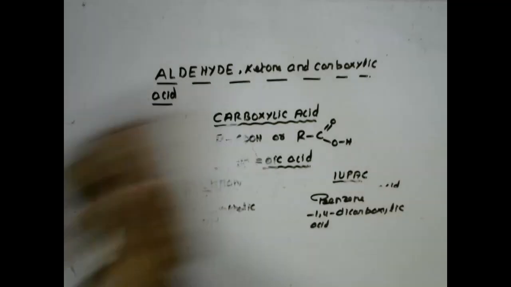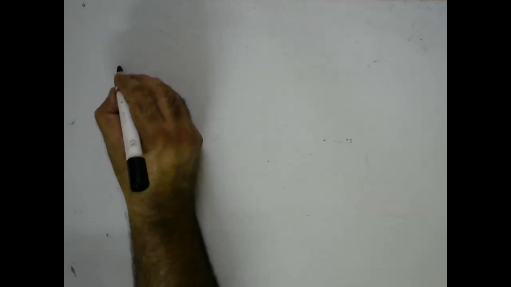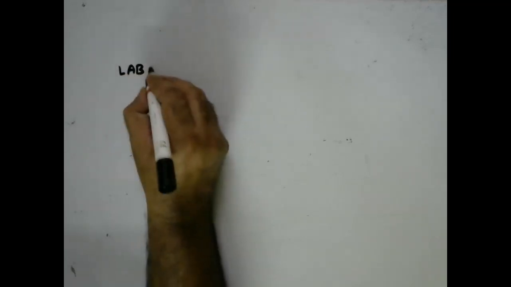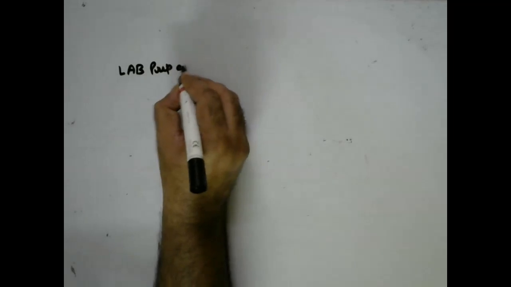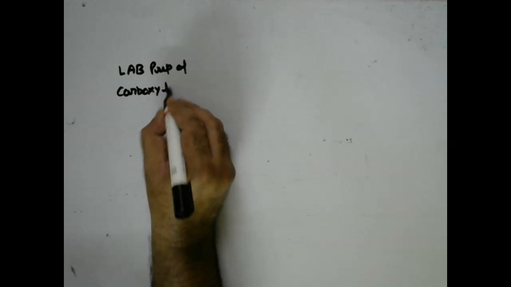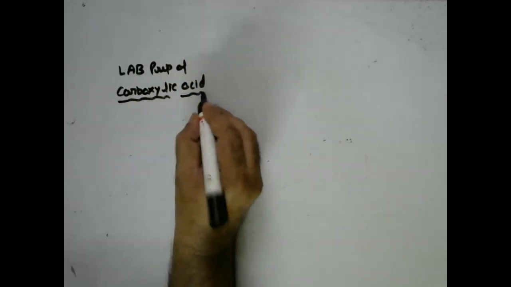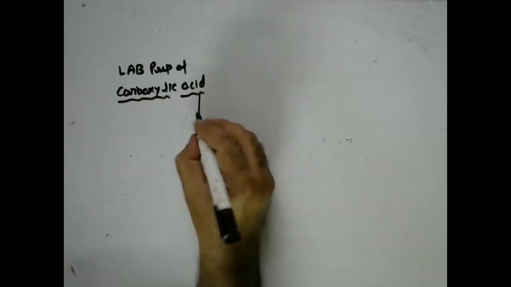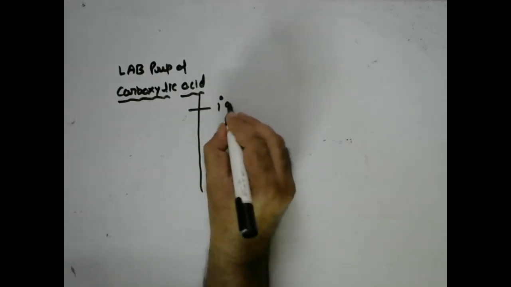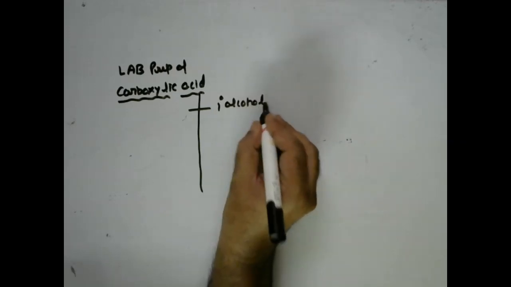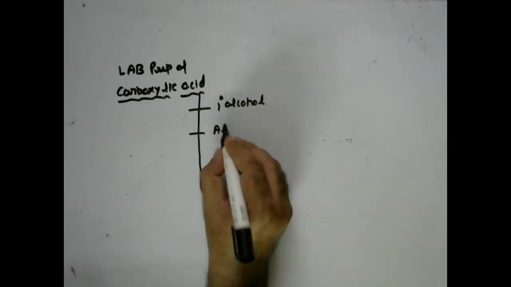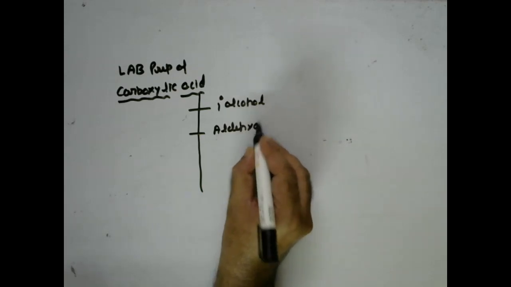Now let us see how we can prepare the carboxylic acid in the lab. Let us see the lab preparation of the carboxylic acid. Carboxylic acid can be made from the following compounds. We can make it from primary alcohol, obviously by oxidation. We can do it from aldehydes, again by oxidation.